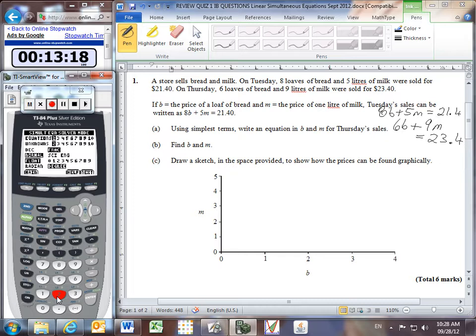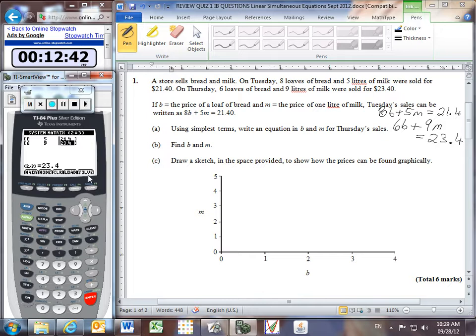We have 2 equations, 2 unknowns, but I'm going to change my answer to decimal format because it's going to be money, and money is expressed as decimals, as we find B and M are the prices, so those are going to be decimal values. So let's put in the values then. We've got 8 and 5 for a total of 21.4 on Tuesday, and then we've got 6 loaves of bread, 9 liters of milk, and 23.4 is going to be the amount for Thursday.